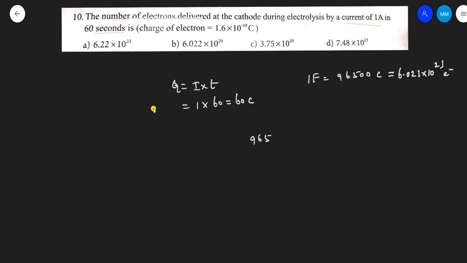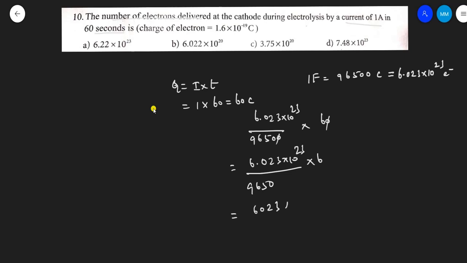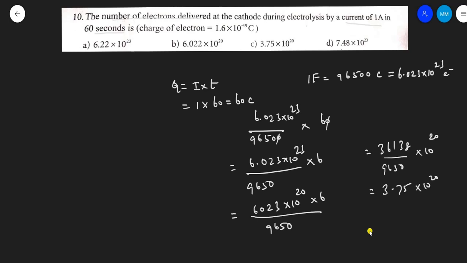You know that 96,500 coulomb of current will displace how many electrons? That is 6.023 into 10 to the power of 23 electrons. Therefore, 60 coulombs, by cancelling, is equal to 6.023 into 10 to the power of 23 divided by 9650. This can be simplified as 6023 into 10 to the power of 20 into 6 divided by 9650. This is approximately 3 point something, so 3.75 into 10 to the power of 20. So the answer is C.